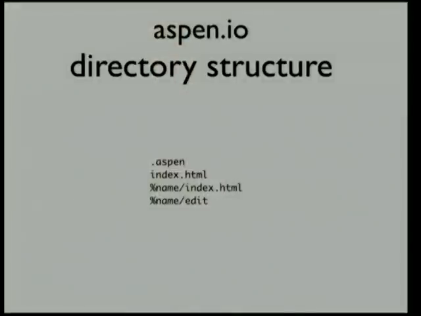Okay, so the structure of the application is kind of like this. We have the index.html file you saw there. We have a .aspen directory where we can store things like a configuration file and Python modules we want to import in our application. And then %name, or any name really, but %name, Aspen sees that directory name and pulls that out of the URL and sets it as a variable in the request for us.